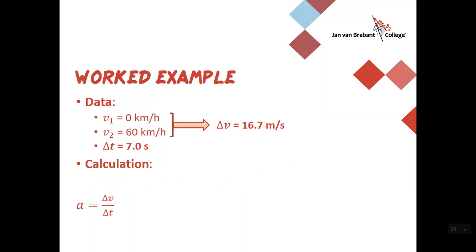Now we can calculate the acceleration using this formula. Delta v is equal to 16.7 and delta t equals 7. Using those numbers gives us 2.4 meters per second squared. Not too difficult, right? The most tricky step is probably the conversion from kilometers per hour to meters per second. Make sure you remember to always convert the units to meters and seconds. Okay, let's take a look at another way of determining the acceleration.